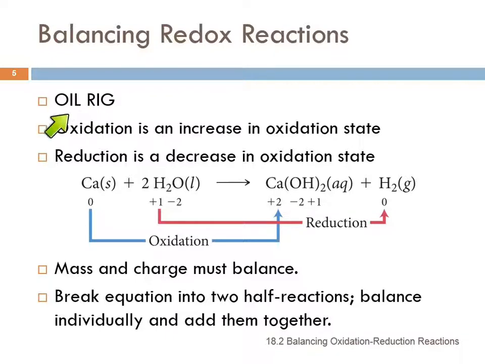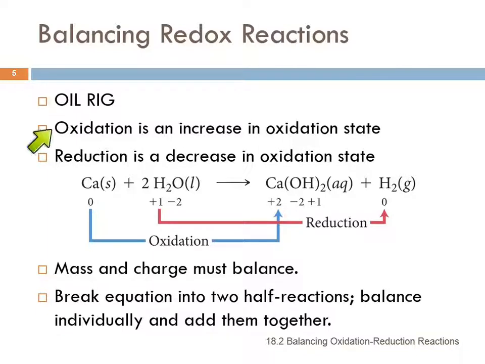OIL RIG. You probably heard that in 1A. This stands for oxidation is loss of electrons. Reduction is gain of electrons. And that's another one of those couplets that's really easy to mix back and forth. You've got oxidation and reduction. You've got losing electrons and gaining electrons. And so we need some sort of a mental trick to remember which goes with which. So OIL RIG works really well. So that's thinking in terms of loss and gain of electrons.